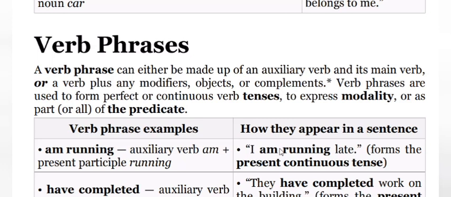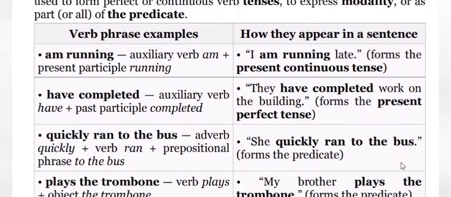How they appear in a sentence. I am running late forms the present continuous tense. Have completed. Auxiliary verb have plus past participle completed. They have completed work on the building forms the present perfect tense.